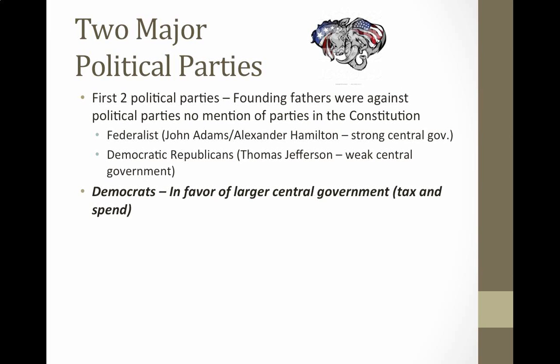So when we start looking closer, the Federalists would actually be what we consider a Democrat today. Federalists were in favor of a strong central government. The Democrats today are in favor of a stronger central government. This idea of taxing to redistribute the wealth, spending programs, they're in favor of that.